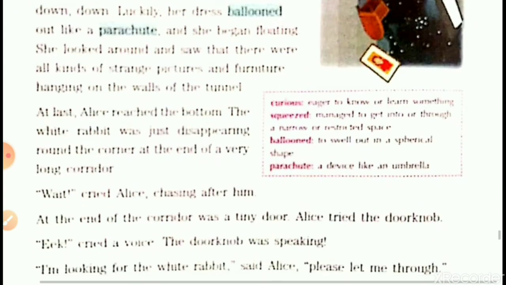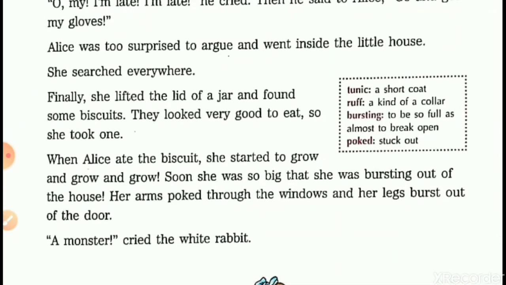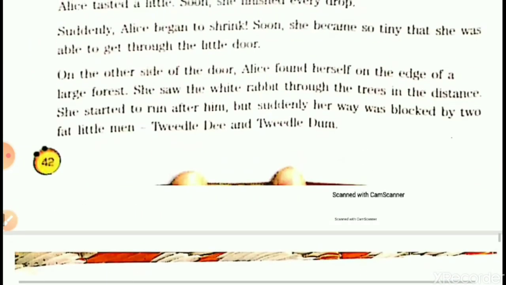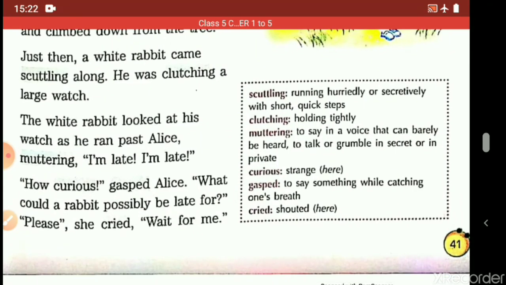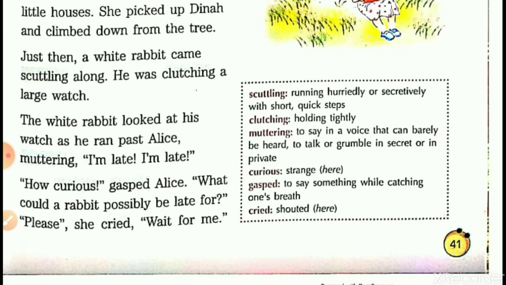Now our second word is edge. Edge means boundary. The sentence on edge, children, is: Don't leave your glass so close to the edge of the table, it may fall off.